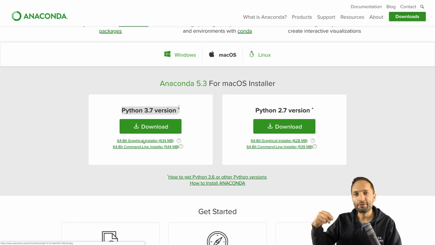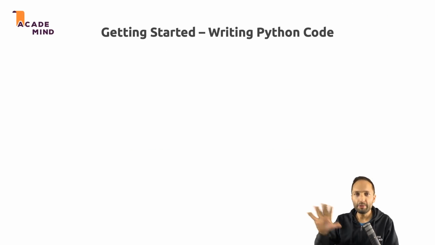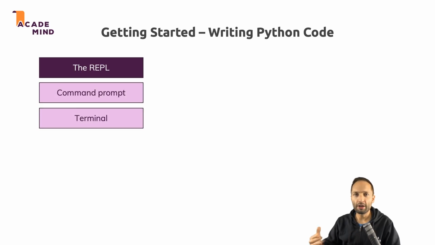But before we dive into the Python code, we have to think about one more thing. What is the working environment we want to use in Python? Because writing Python code can be done in a lot of different ways. One way would be the REPL. REPL stands for read, evaluate, print and loop, and basically means that we can write Python code in our command prompt or in the terminal on the Mac. This is not a big issue in general.